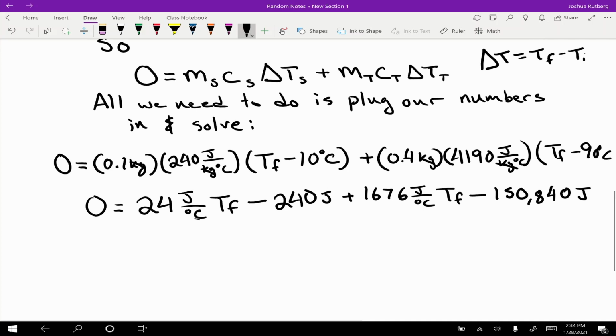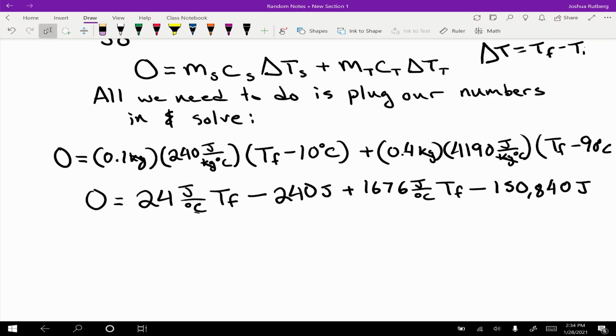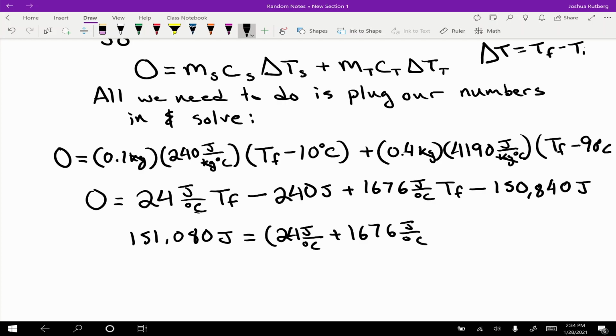So I can get all of the joules to one side. So that will be 151,080 joules is equal to 24 joules per degree Celsius plus 1676 joules per degree Celsius times the final temperature. So I've moved both of these joules to the other side of the equal sign, and then I've just combined all of my terms that have the final temperature in them.